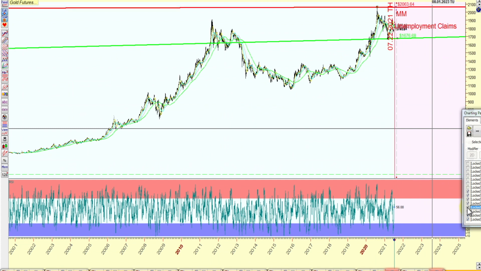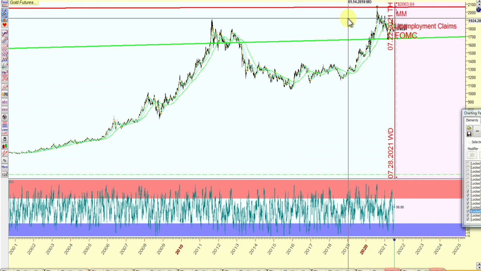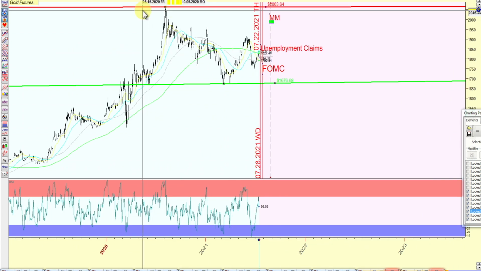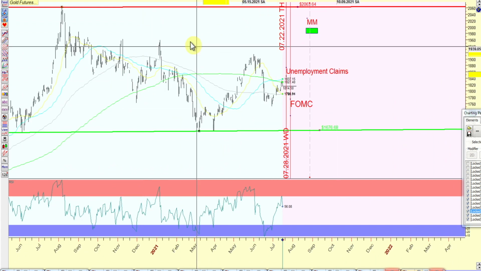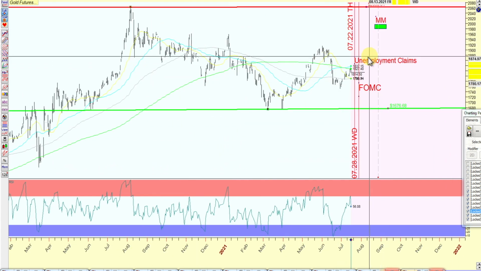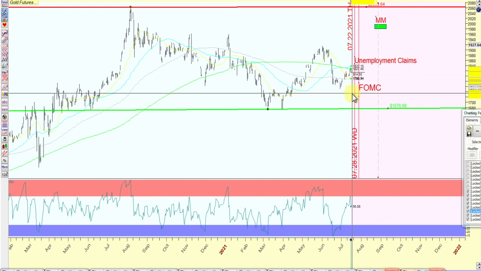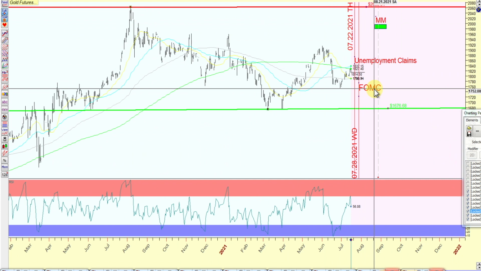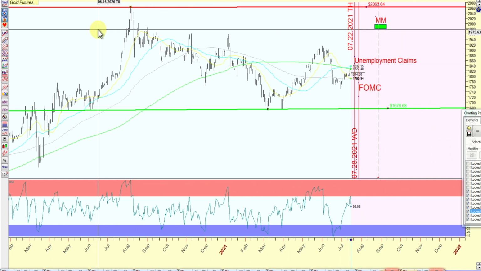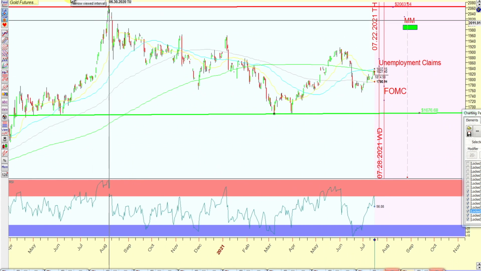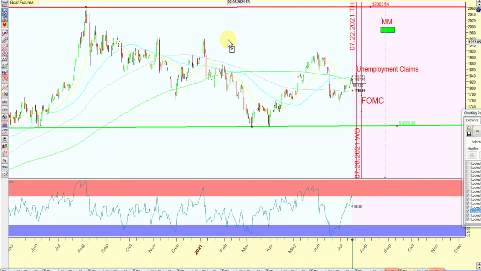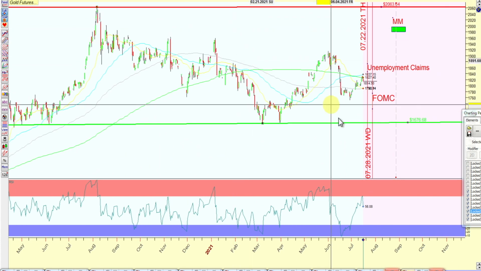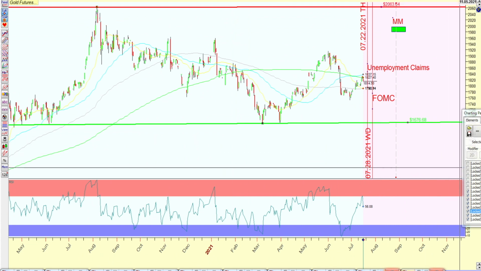Some dates that are coming up. And now let's get closer. So this is the range. So this is what I'm looking at. Interesting date next week, the 22nd, is unemployment claims. And then on the 28th, FOMC. Those are big dates. Keep on your radar, because that's going to move gold. Hopefully it moves gold, but I think it will.